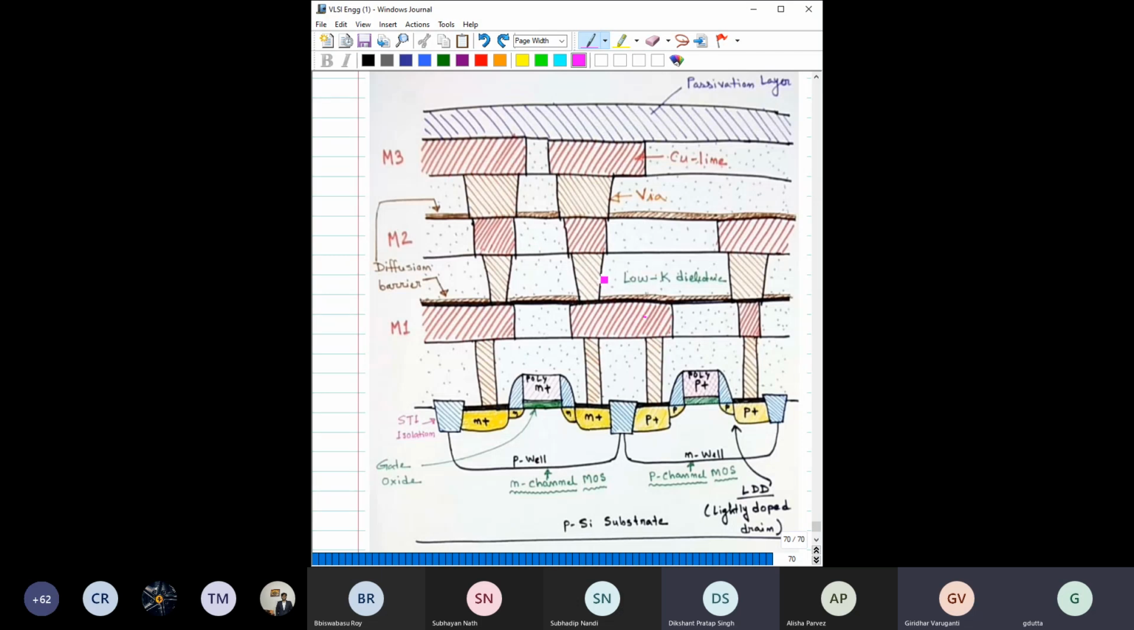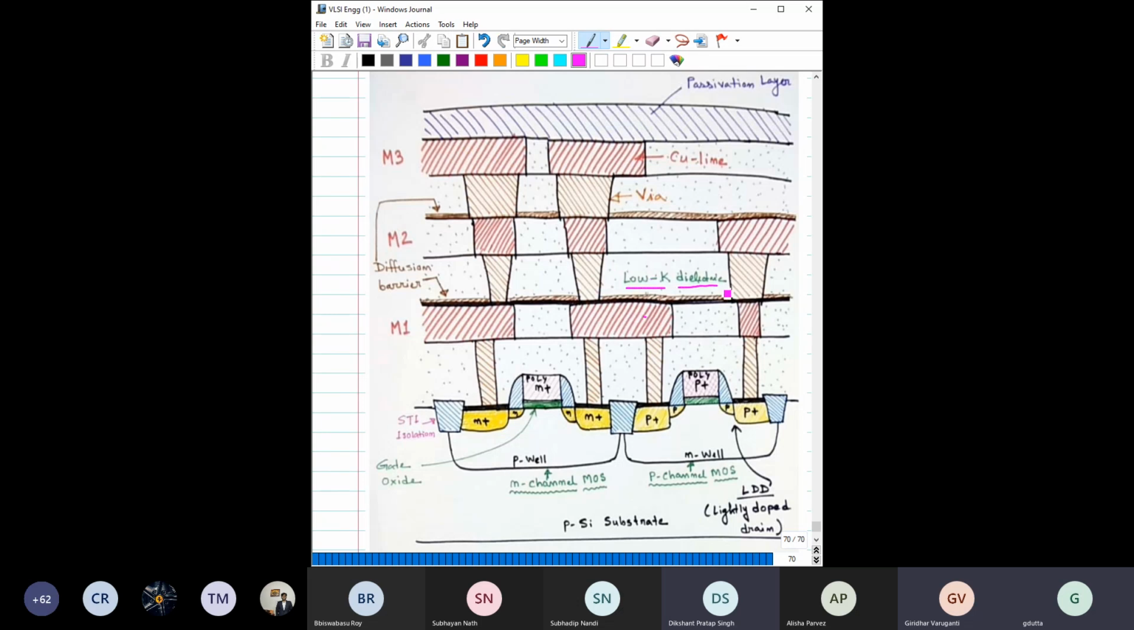And to reduce the capacitance between these interconnects, you have to use a low-K dielectric, because you know capacitance is epsilon A by the separation, right? So you can reduce the capacitance by reducing A, or by increasing the separation, or at the same time by also reducing the epsilon. So here you use a material whose epsilon, or dielectric constant, is lower. That type of material is called a low-K dielectric.